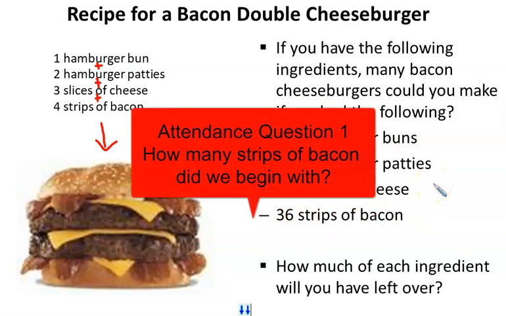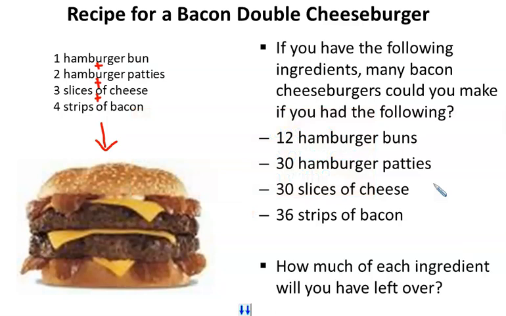So I look in my closet where we kept our supplies, and this is what I've got left: 12 hamburger buns, 30 patties, 30 slices of cheese, and 36 strips of bacon. And so I've got to figure out how many double bacon cheeseburgers I can actually make with the correct amount of ingredients before I have to tell someone they can't have one. So pause the video, see if you can figure it out.